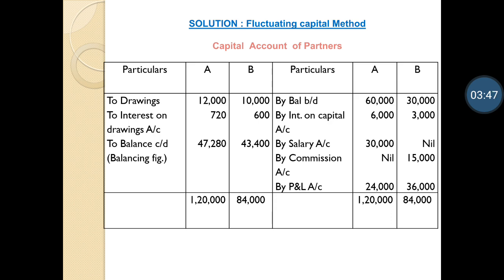On the debit side, drawings and interest on drawings. Because of this, capital gets reduced, hence it is recorded on the debit side.